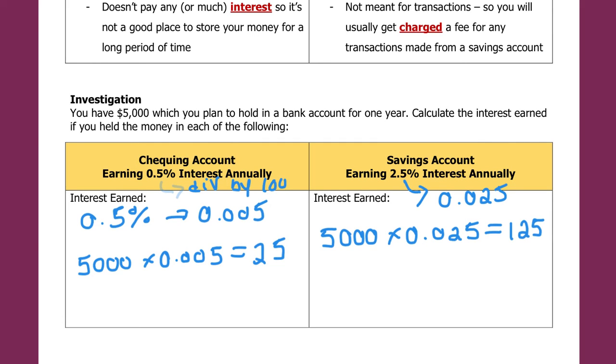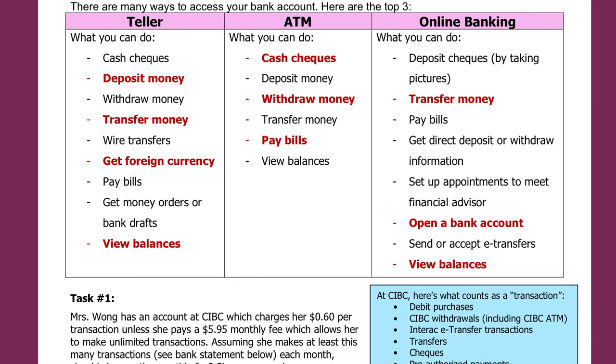So as we can see in our savings account, we did make more interest. So we were able to make more money from just our money sitting there than we did in a checking account. On to the next page here.